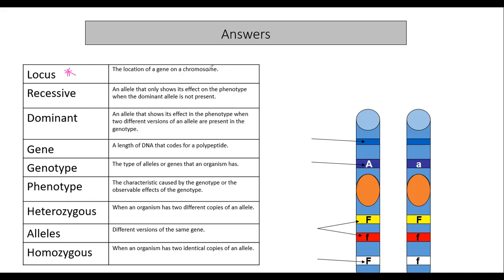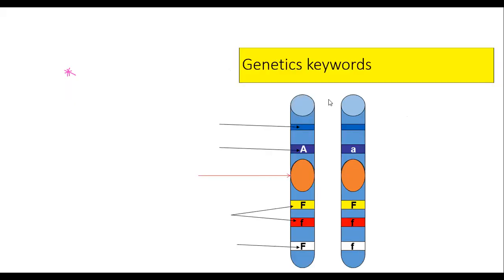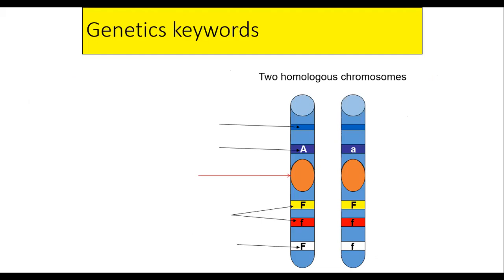So let's look at some more keywords for genetics. We have two homologous chromosomes. Remember, chromosomes come in pairs, and they are pairs of the same chromosome. Now, it doesn't mean that everything on them is identical. We have a pair for chromosome 1, we have two for chromosome 2. So you're getting the idea here.